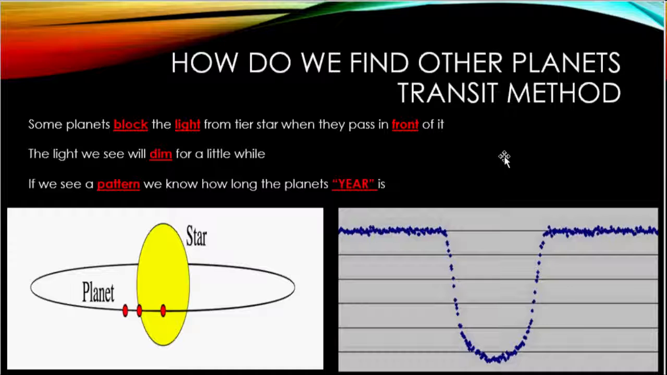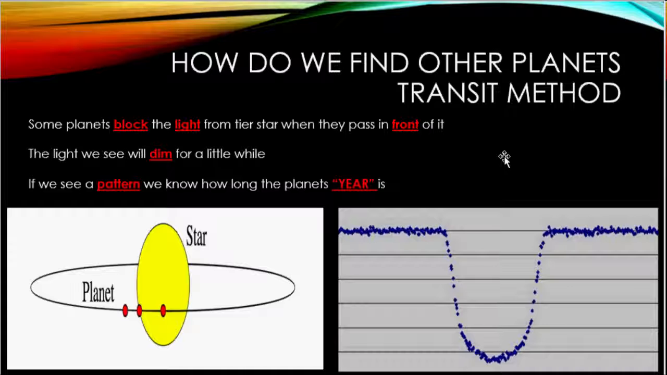So another way that we can find planets is using the transit method. Basically, some planets will block the transmission of light from their star when they go in front of it. So if the planet's revolving around a star, its sun, like we have our sun, which is a star, as it passes between us and its star, it will block a portion of light. So we can see the light get a little dimmer for a little while.